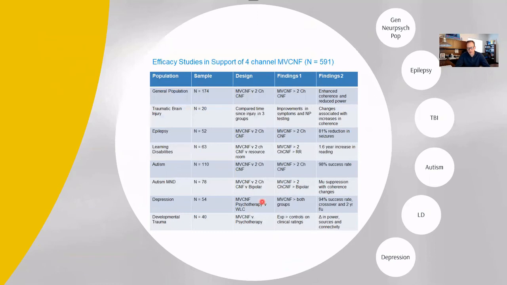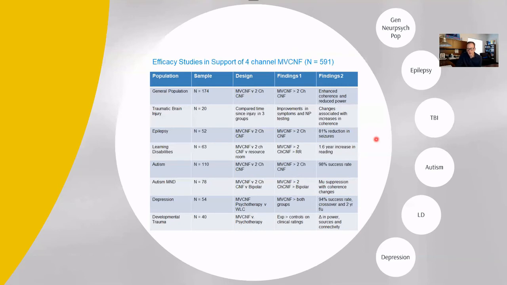So since we created this type of treatment, we've done empirical studies on several different populations you see listed here. This includes a total N of about 600 in our multiple samples. And in every instance, we've shown this 4-channel multivariate training to be successful in reducing symptoms, in changing EEG values, and changing coherence values, and having greater efficacy than 2-channel training or other types of neurofeedback, including single-channel or bipolar training as well.